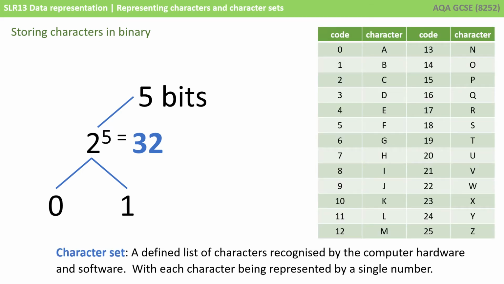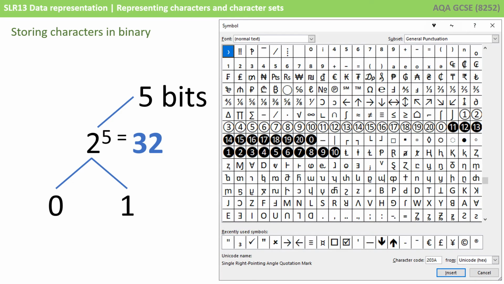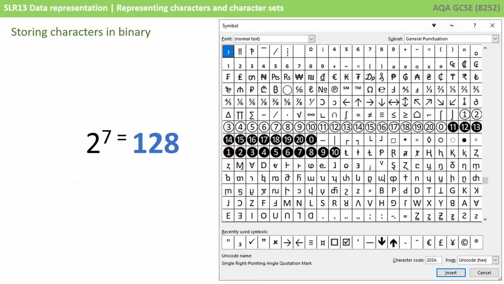We call this a character set, a defined list of characters recognised by the computer hardware and software, and each character represented by a number. Of course, there are more than 26 characters we want to be able to store. There are both upper and lowercase letters, and that doubles the number of characters we need instantly. But there's also symbols such as pound signs, brackets, and punctuation. Therefore, we actually need a minimum of 7 bits for each character. That is 128 unique binary numbers, 128 unique characters in the character set.